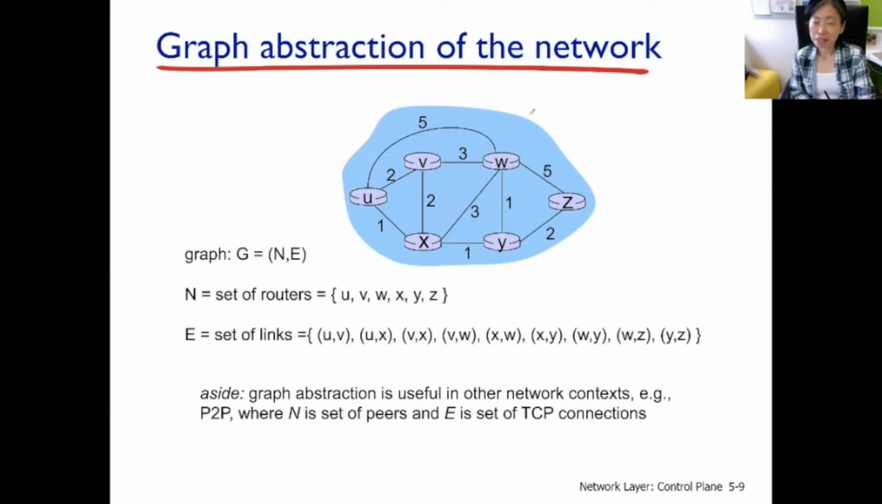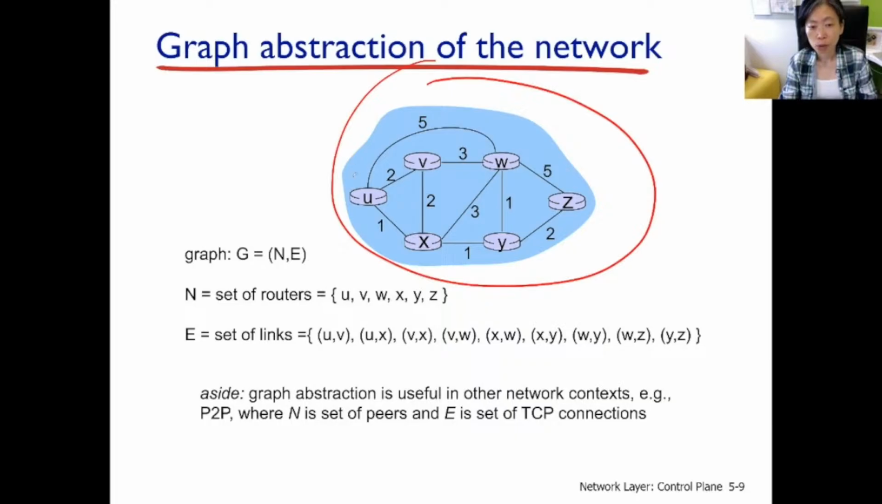In the next couple of slides, Polly is going to introduce this new term called graph. A network of routers interconnected by links is a graph. So let's focus on the network in the middle here. What you see is that we have router U, router V, W, X, Y, Z. So we have a set of routers, and there are 6 of them.